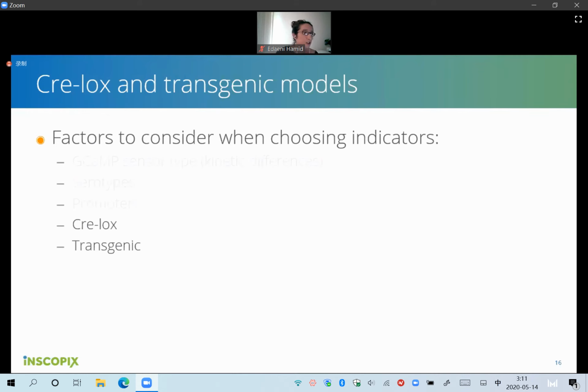Other factors to consider that I'd like to just briefly mention are whether you want to consider using a Cre-lox system to more specifically target your indicator to a specific cell type. Furthermore, while most people use viruses to deliver their desired indicator, transgenic animals that express indicators are also available for use, which allows you to avoid using viruses.